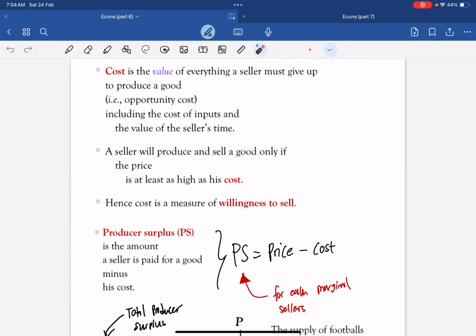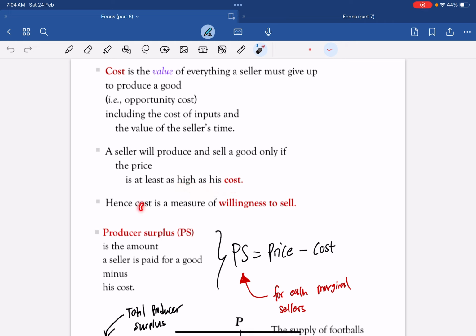And now we will flip the whole thing to understand how the producers value the good. So the producers, what do they want? They value the good based on the cost of it. If you have a price higher than your cost, then you can generate profits. So the cost is the value of everything a seller must give up to produce a good. So basically cost in this case is also opportunity cost. And the seller will only produce the good if the price is higher than its cost.